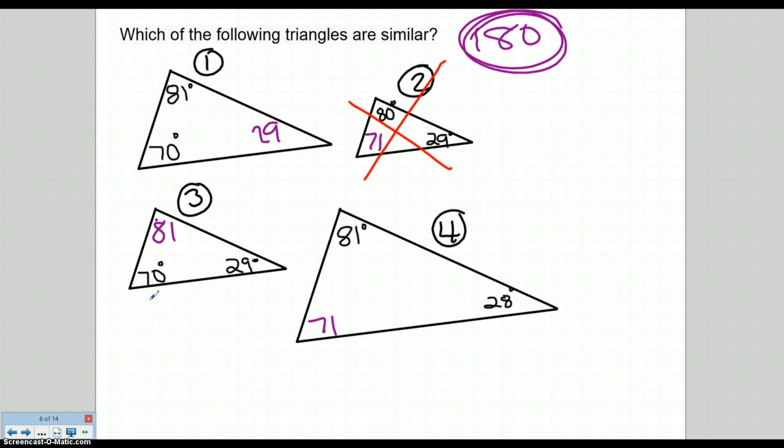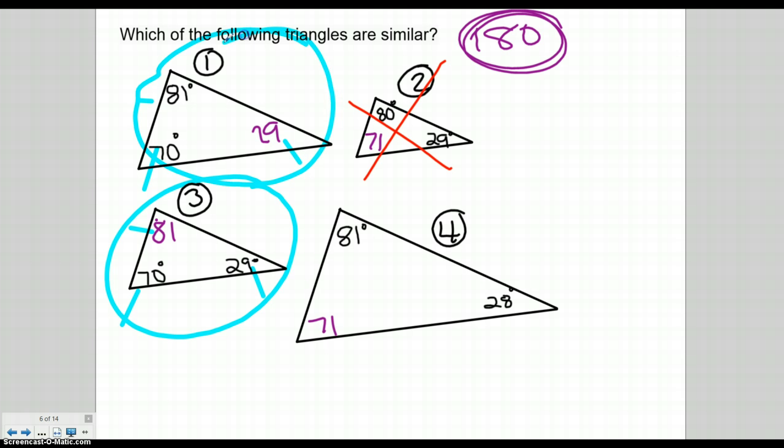So let's look at 1 and 3. Well, we have 81 and 81. We have 70 and 70. We have 29 and 29. So look at that, 1 and 3 are in fact similar triangles.